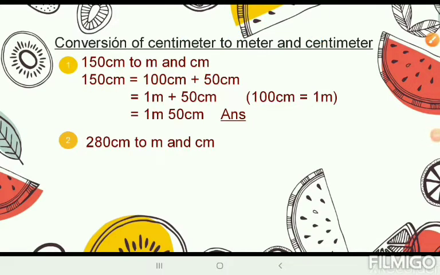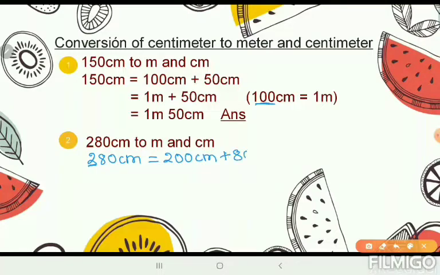Let's understand it with another example. 280 centimeter we have to convert to meter and centimeter. I said according to the relation we are first going to break this. The relation is of 100. So which is the hundreds place? This 2 is the hundreds place. So in place of 280 centimeter, can I write 200 centimeter plus 80 centimeter? I can write it like this.